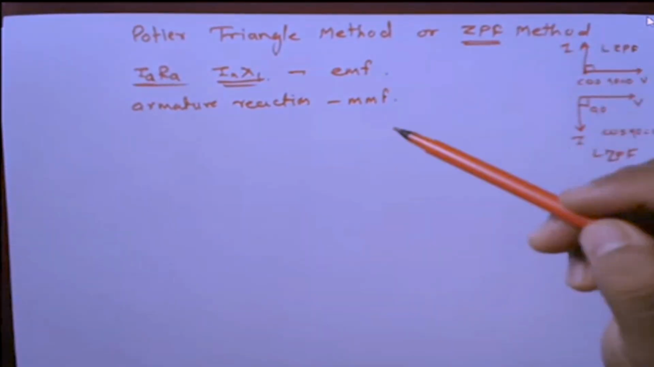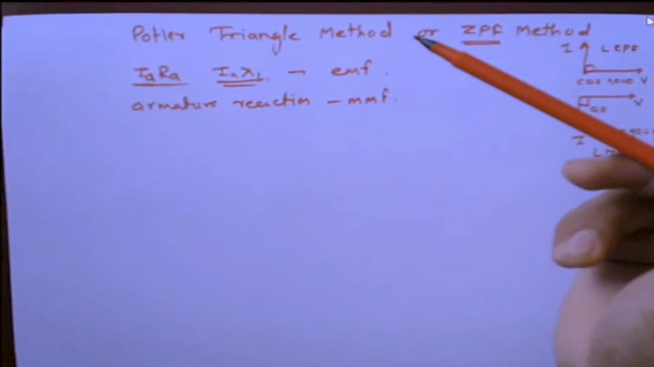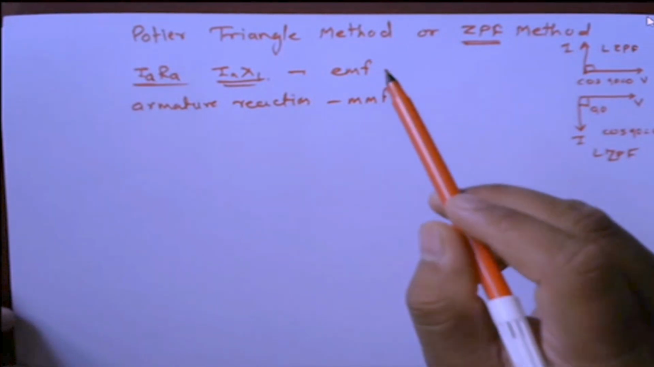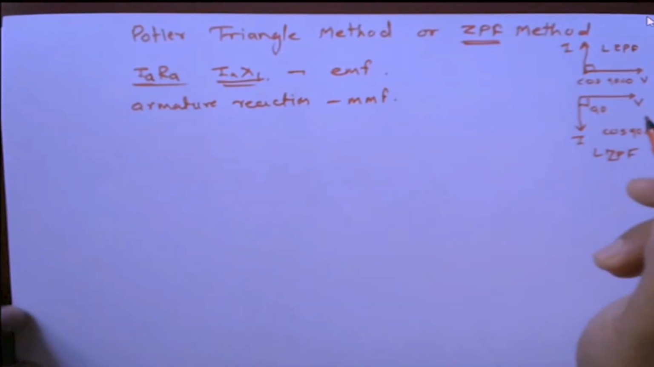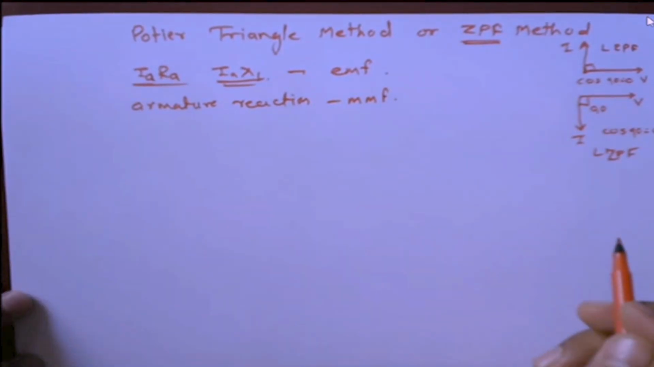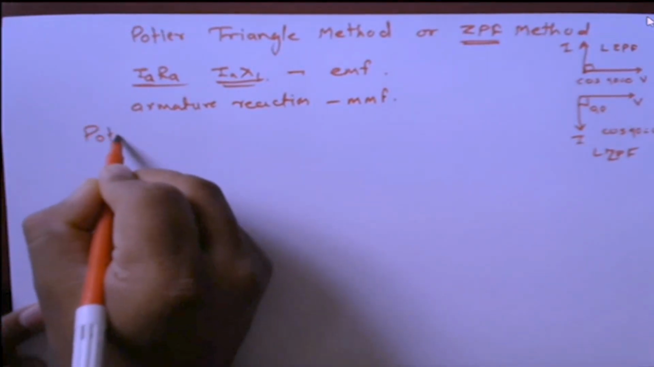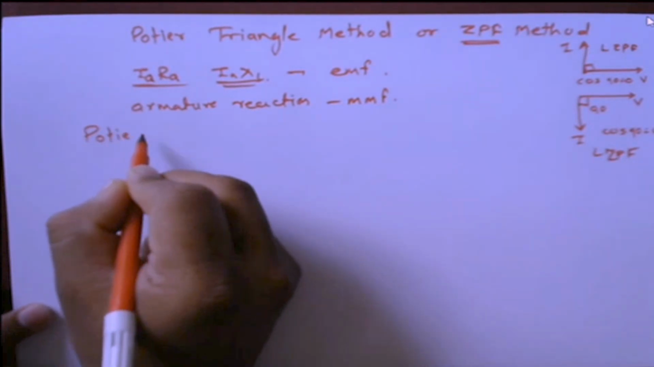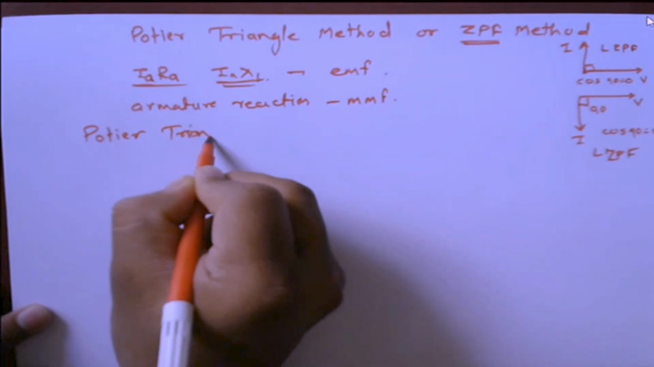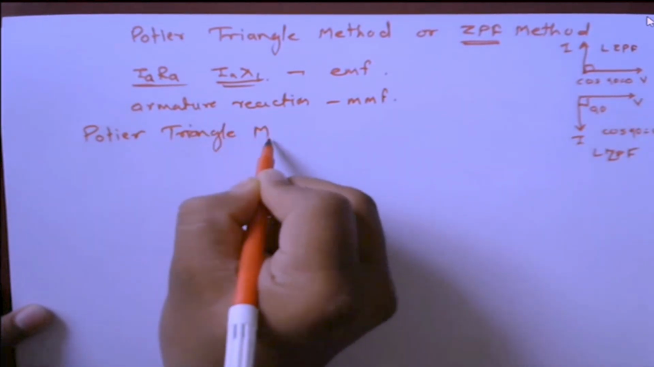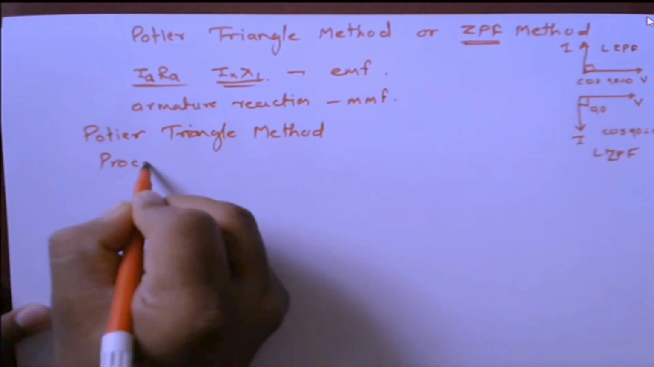Okay, so this method is based on the separation of the armature reaction effect and the armature leakage reactance effect. So what is the procedure? Let us see the procedure for the ZPF method or Potier triangle method. Procedure, you may note it down.